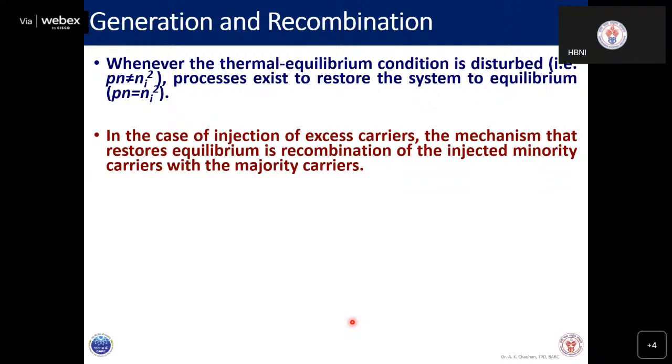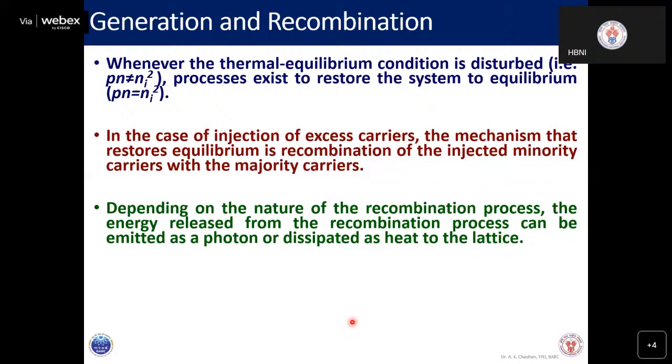So in the case of injection of excess carriers, the mechanism that restores equilibrium is the recombination of injected minority carriers with the majority carriers. Suppose you are injecting carriers, they will recombine with the majority carriers there. Depending upon the nature of the recombination process, the energy released can be emitted as a photon, or it can be dissipated as heat to the lattice.